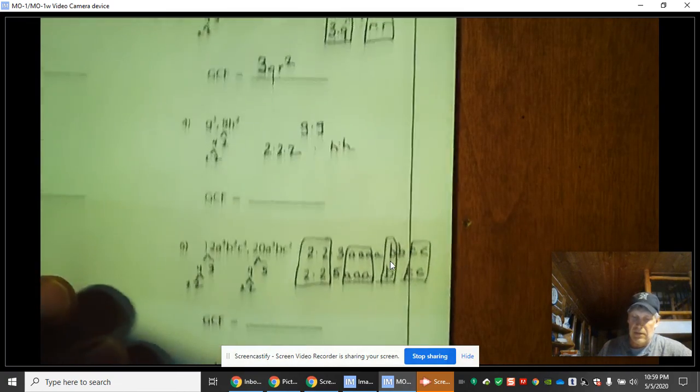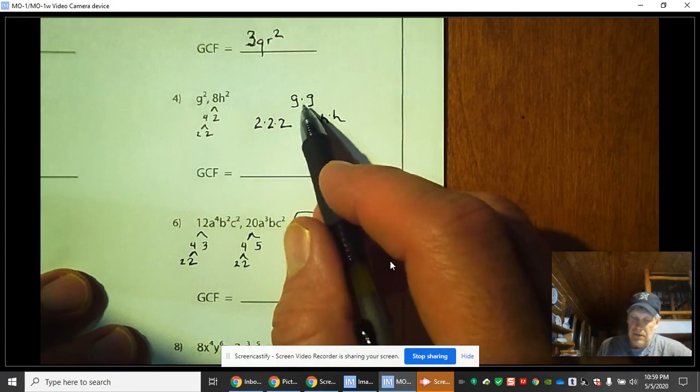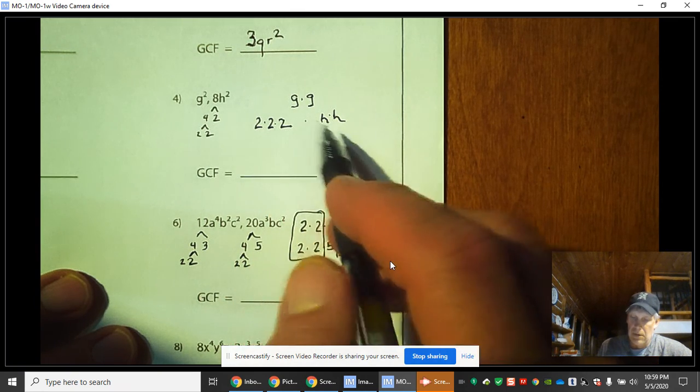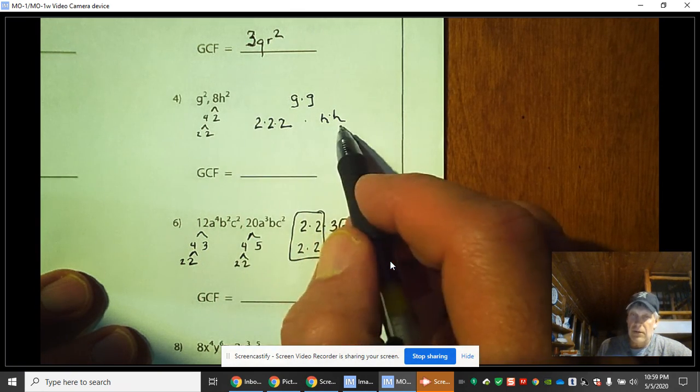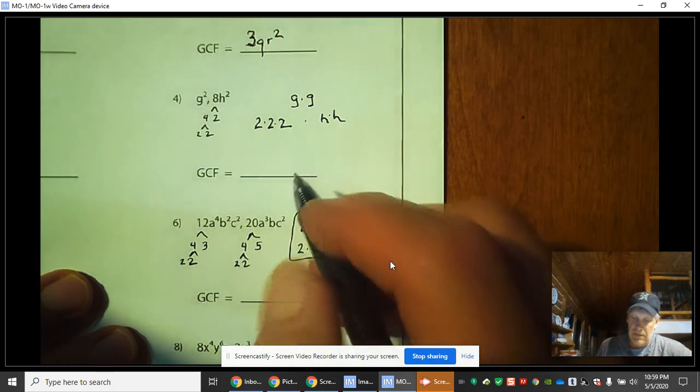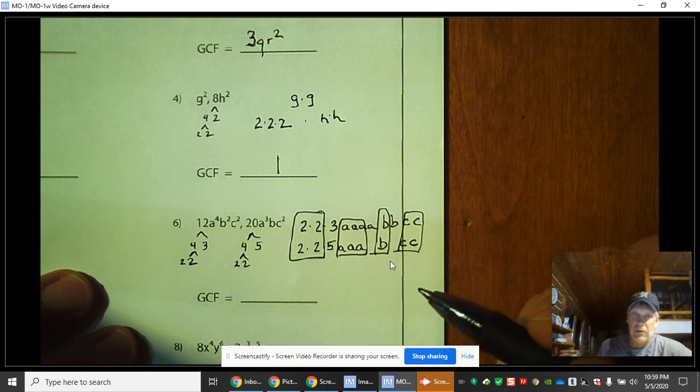All right, let's look at the next one. I wrote out g squared. I wrote out 8, prime factorization, 2 times 2 times 2, and then h squared. So now if I look, they have nothing in common. So if they have nothing in common, they always share a 1. So that would be the greatest common factor.